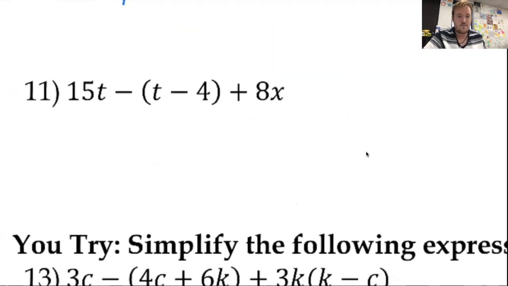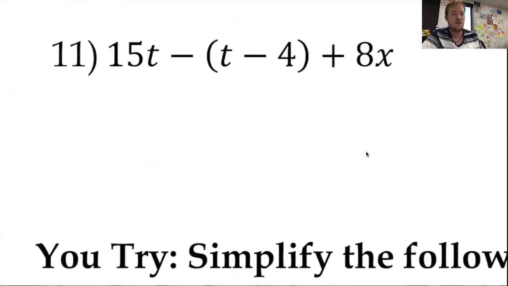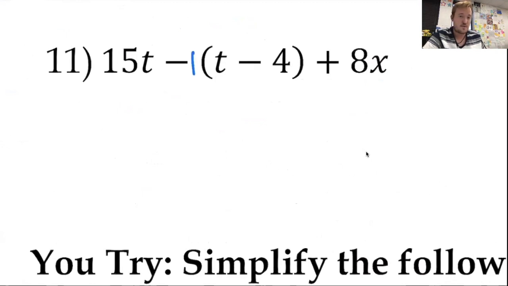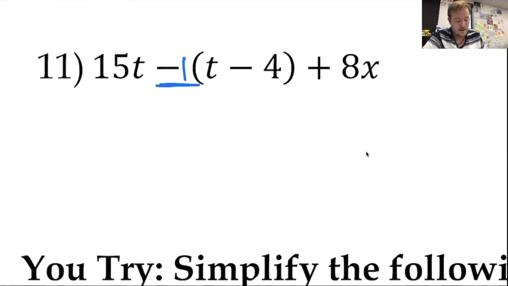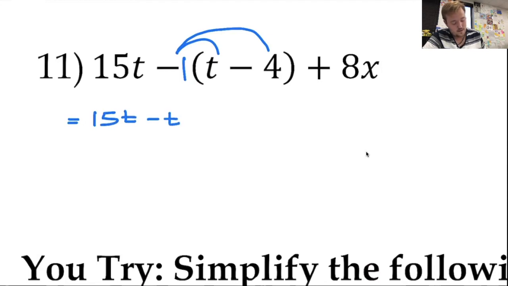All right, number 11. All right, so we do have some parentheses. So here's the thing, there's no value that's written here. So just like before, if there's no number written, you assume there is a 1. So in this case, we're actually going to be distributing a negative 1. So I'm going to distribute. So the 15t is staying the same, so I have 15t. Then minus t plus 4.